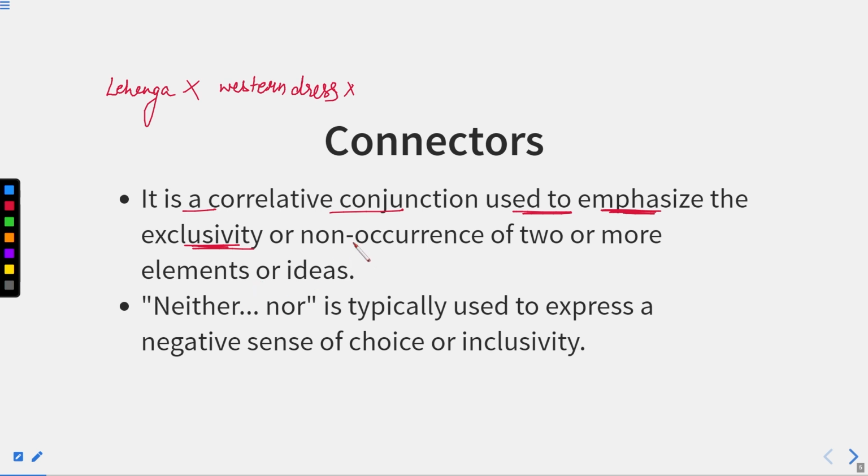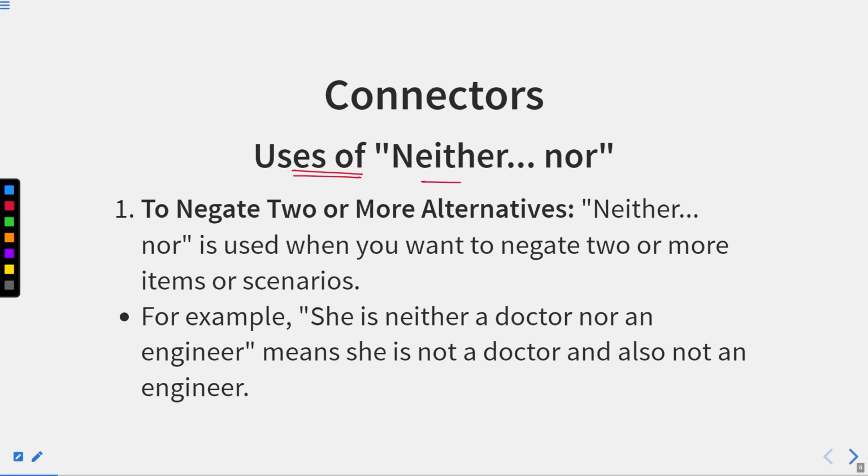Neither nor expresses the non-occurrence of two or more elements or ideas. So, we are emphasizing exclusivity: no, I don't want this, no, I don't want that. I'm excluding both the things. Neither nor is typically used to express a negative sense of choice. First of all, we'll discuss the uses of neither nor. First, it is used to negate two or more alternatives. Neither nor can be used with two factors, two choices, or two alternatives. But to make the sentence complex, we can use neither nor for more than two as well. But that is a rare case.